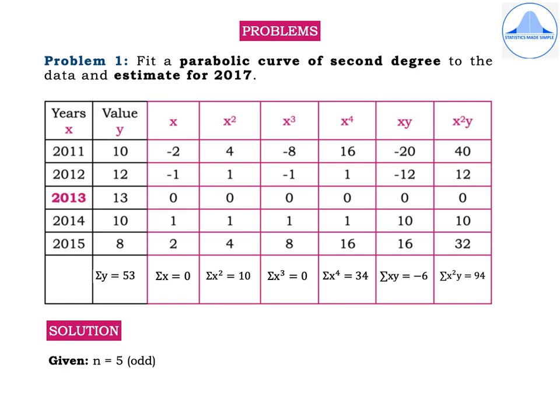Now, to fit a parabolic curve of second degree to the given data, we need to form the columns x, x square, x cubed, x to the power 4, xy, x square y, which I have done and highlighted in pink color.